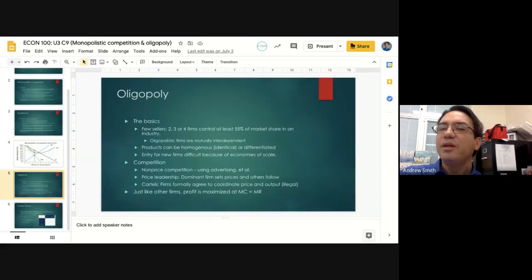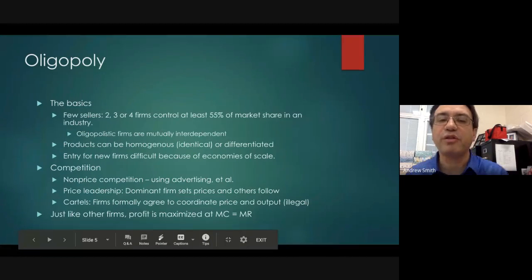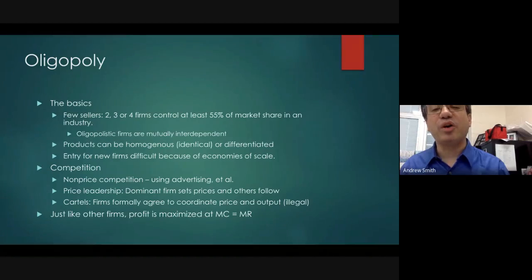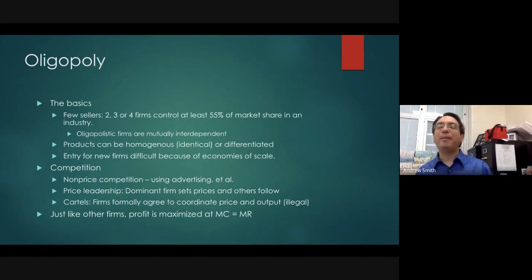And so the oligopoly is basically the fourth of the four market structures. Oligopoly can be very similar to monopolistic competition, where there essentially is brand versus brand competition, and they compete against each other. But the big difference is the number of sellers. In oligopoly, you have a few sellers.